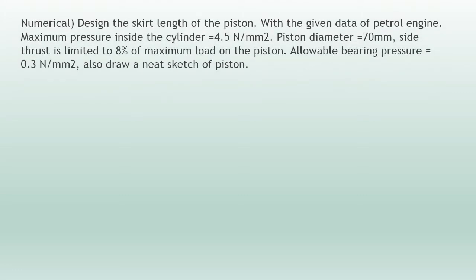Here is your numerical on piston skirt, that is you have to find out the capital L, the total length. The skirt is nothing but the total length of the piston. So you have to design the skirt length of the piston, with the given data of a petrol engine. Maximum pressure inside the cylinder is 4.5 Newton per mm square and the piston diameter is 70 mm. Side thrust is limited to 8% of the maximum load on the piston.